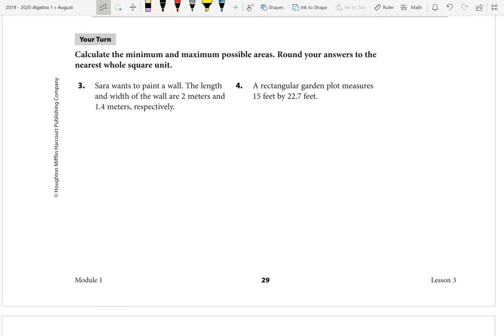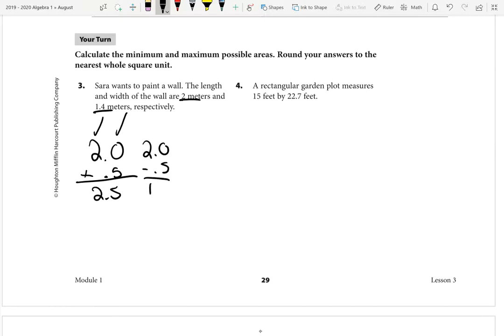Okay, so Sarah wants to paint a wall. The length and width of the wall are 2 meters and 1.4 meters respectively. So let's focus our attention on the 2 meters. 2 meters is just 2. That digit is our ones place. One digit over will be the tenths place. That means the tenths place is where we're going to put the 5 for adding and subtracting. So if we add the 5, we'll have 2.5, and if we subtract the 5, we have 1.5.